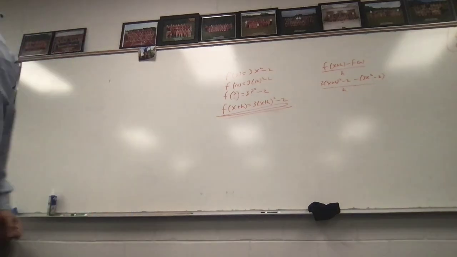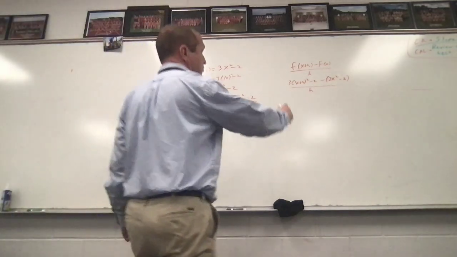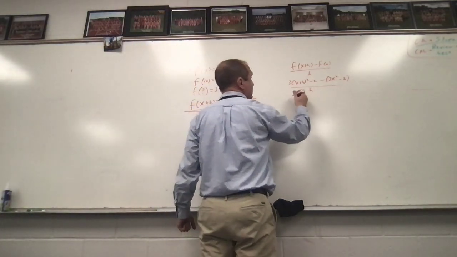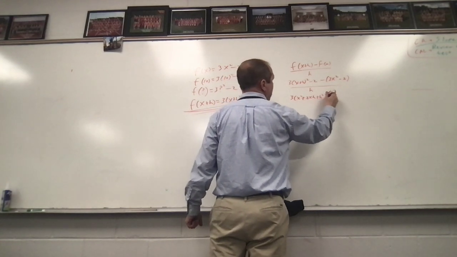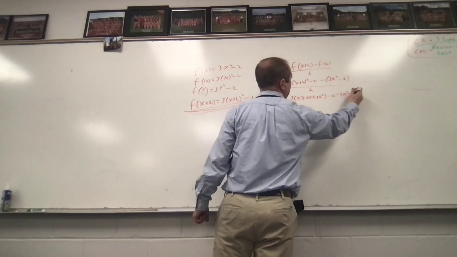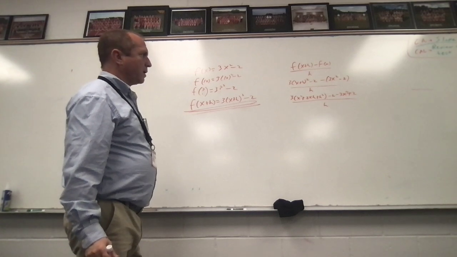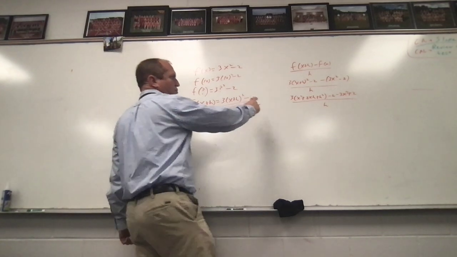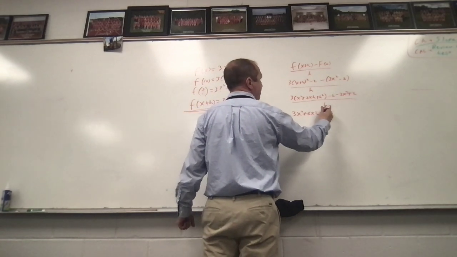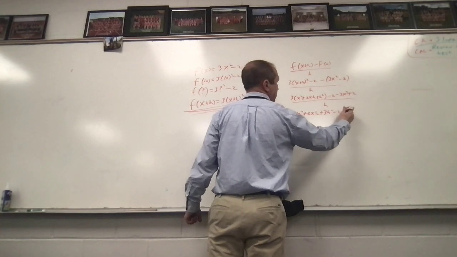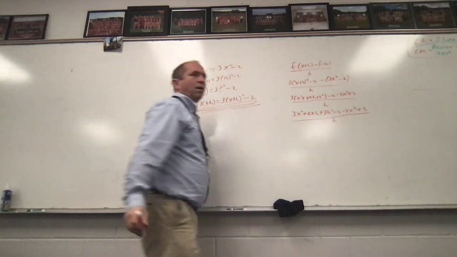So from here, what I do is I end up distributing the negative and also squaring this term right here. So I've got 3 times x squared plus 2xh plus h squared, minus 2, minus 3x squared plus 2, all over h. And then on the next step, I distribute the 3 into that parenthesis, so it's 3x squared plus 6xh plus 3h squared minus 2 minus 3x squared plus 2, and again, that's all over h.